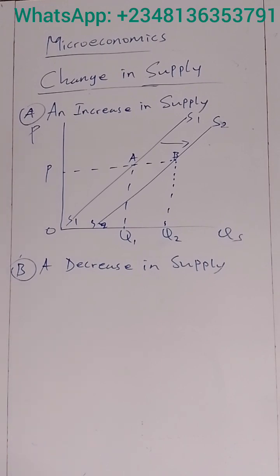Summarily, an increase in supply implies a rightward shift in the supply curve at the old price. That is, when the price remains the same.